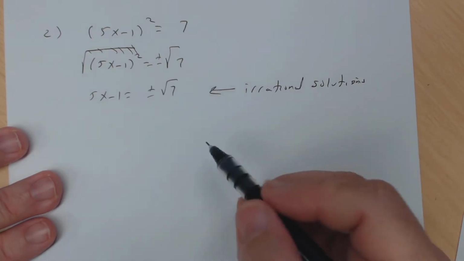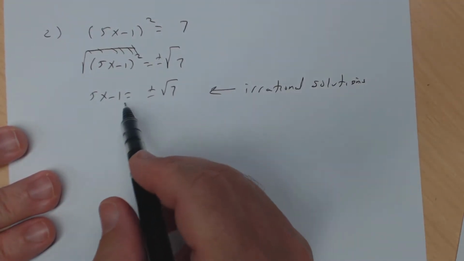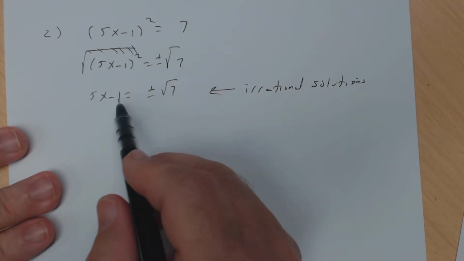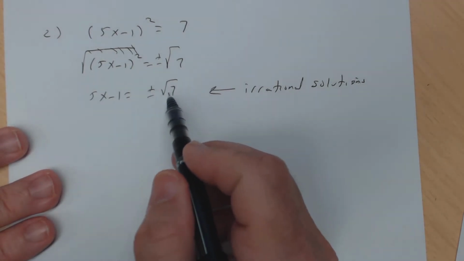All right, so rational versus irrational. So square root of 7 is an irrational number. Okay, so since these would be irrational solutions, then all you do is write it in compact form. So leave it as plus or minus square root of 7.